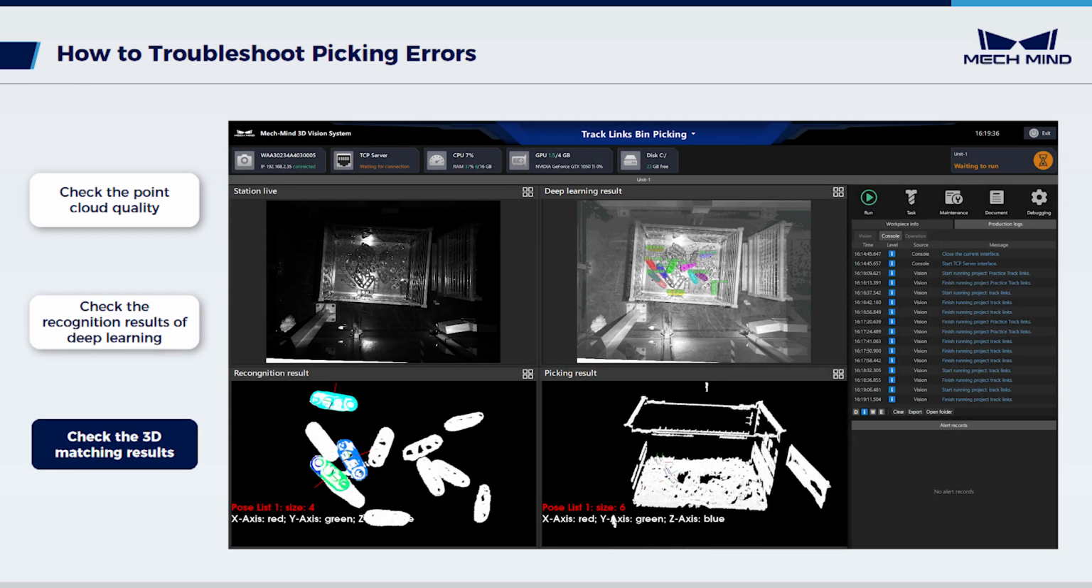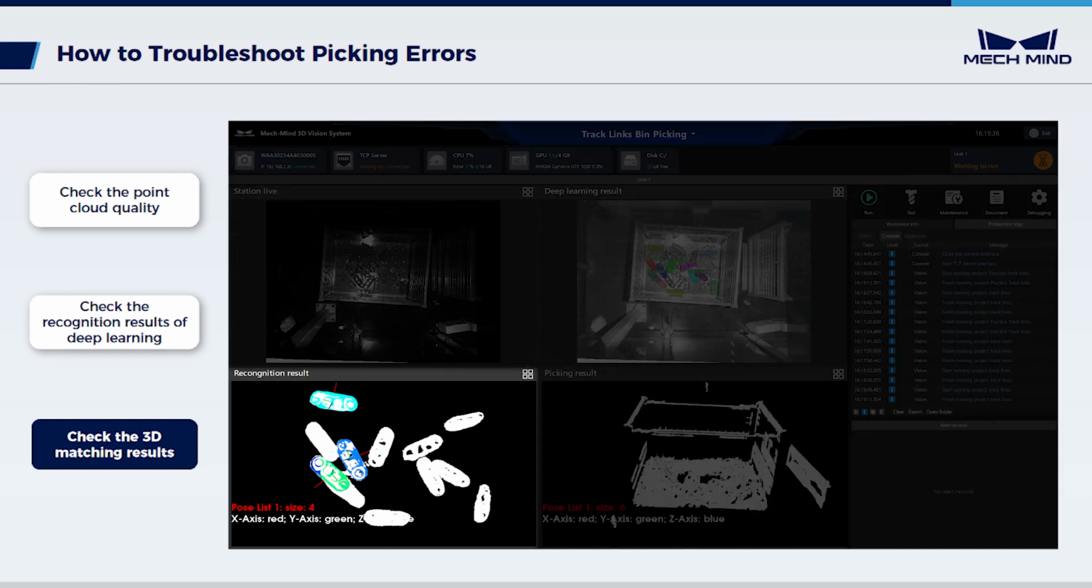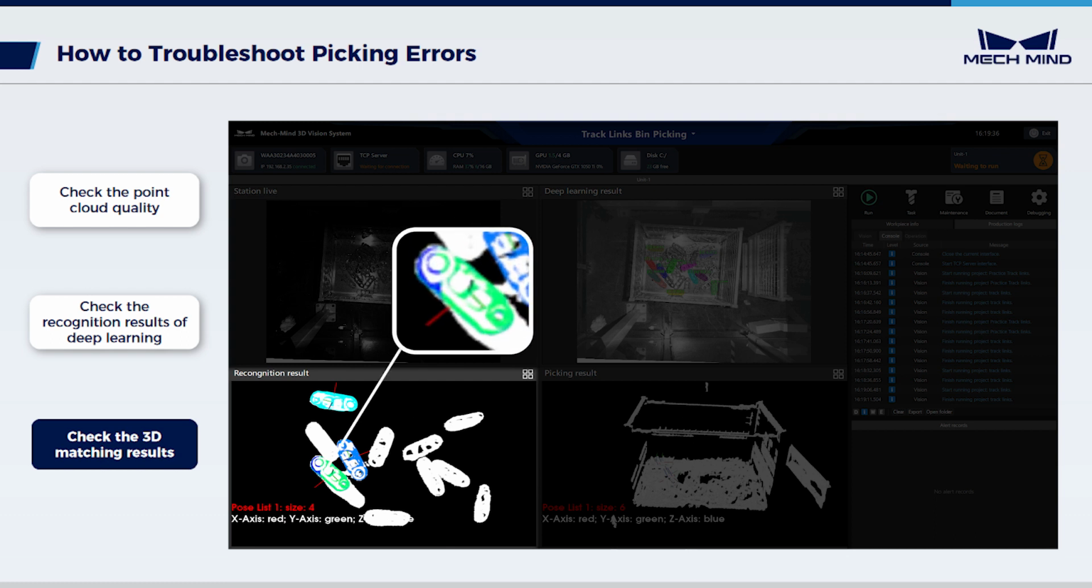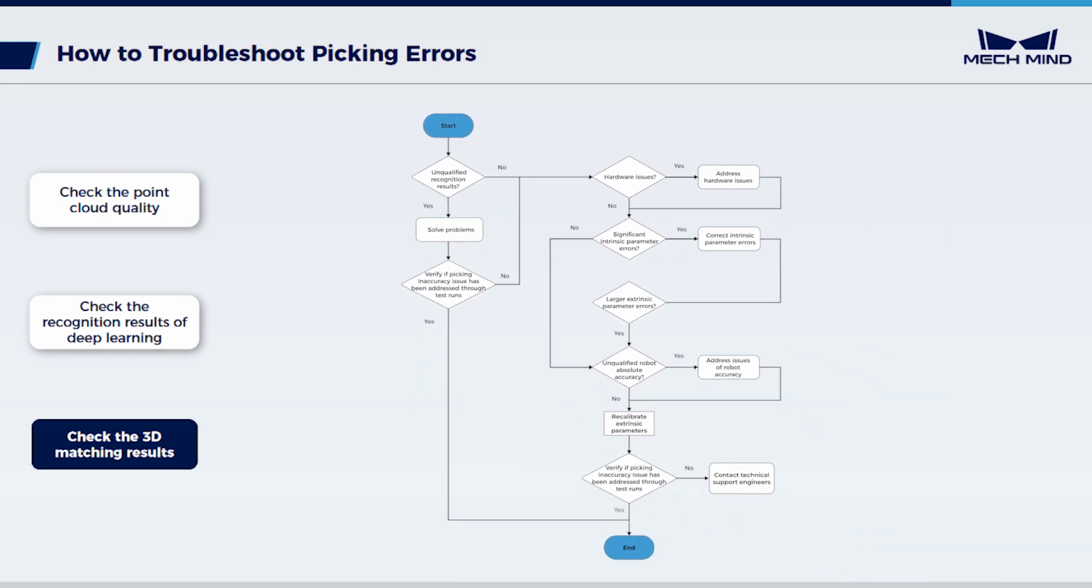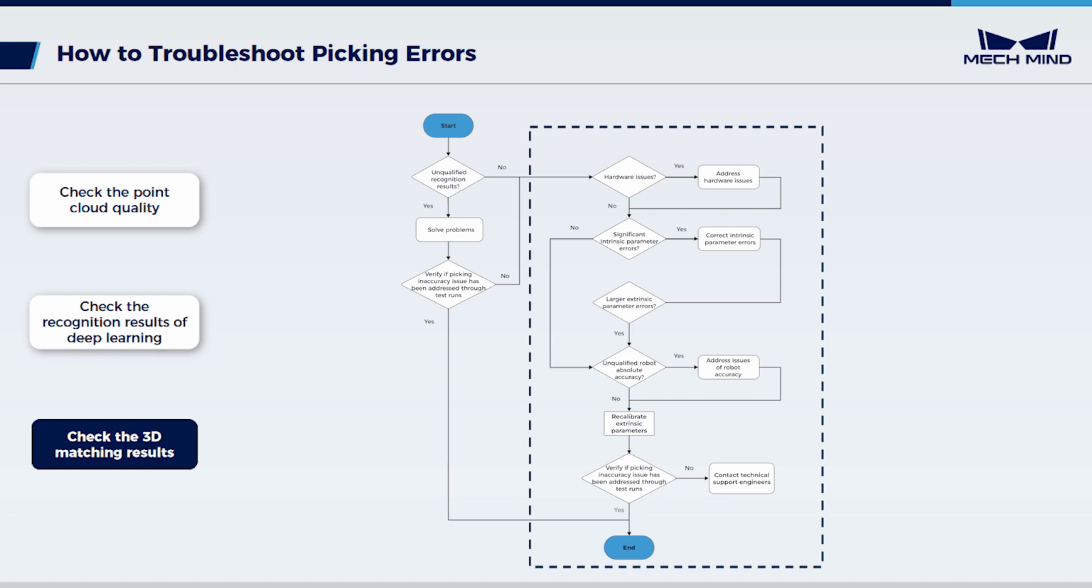Third, check the 3D matching results. The production interface also provides a 3D matching view. When the match is inaccurate, the parameters or even the recognition strategy need to be adjusted. For this, please contact support engineers. After completing the troubleshooting steps above, test run for a period of time. If there are still inaccuracy issues, continue with the following process.